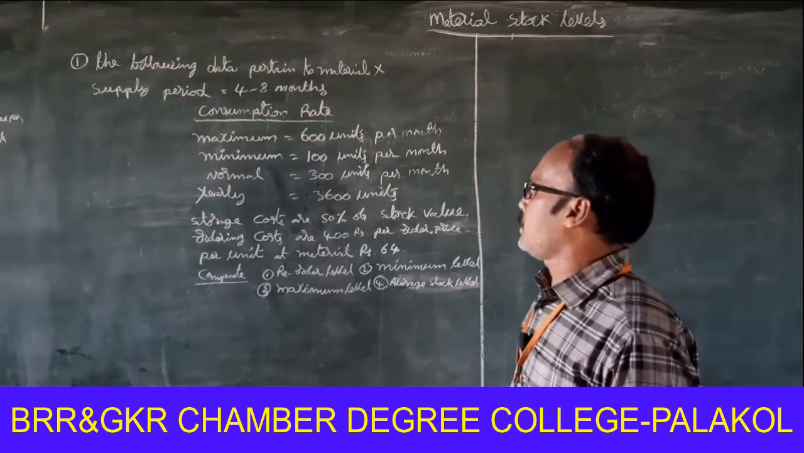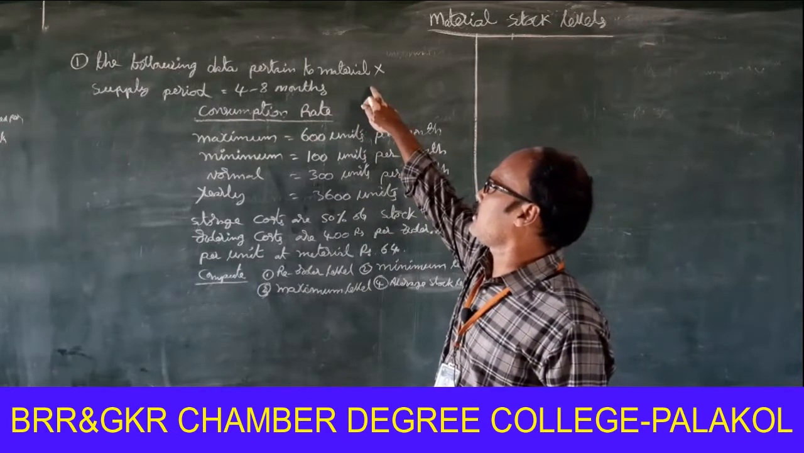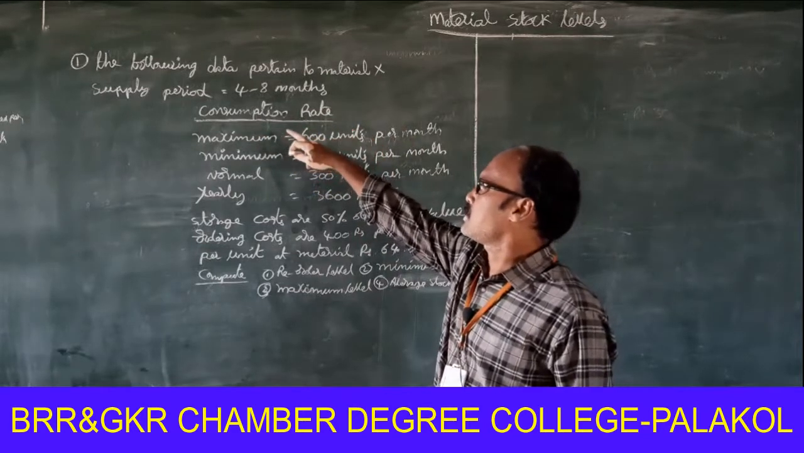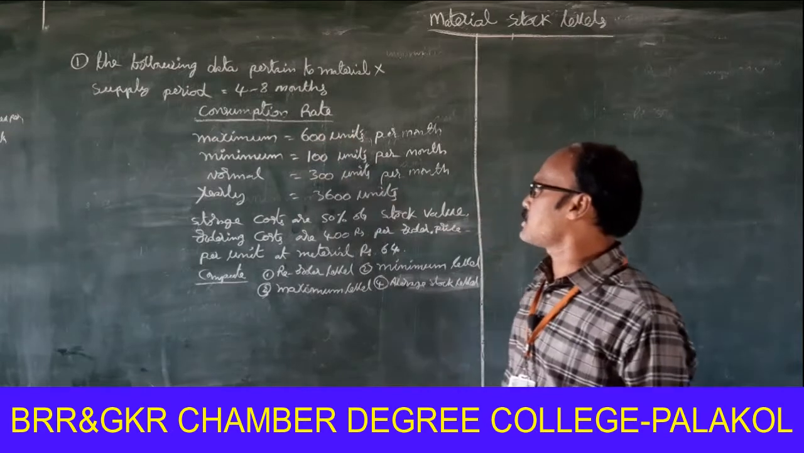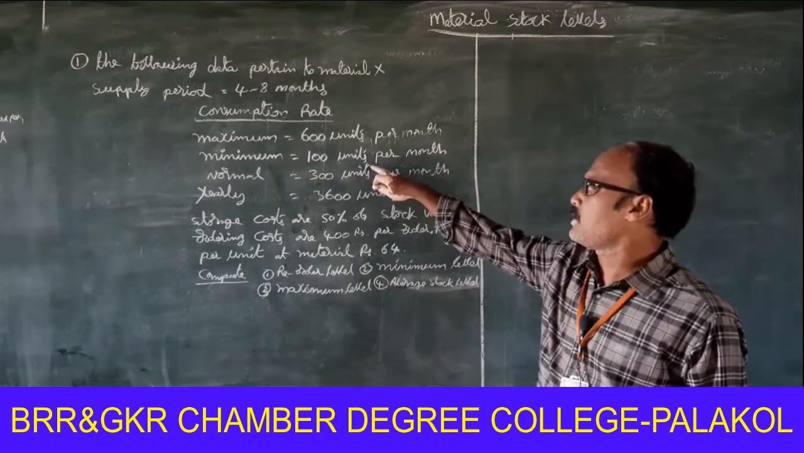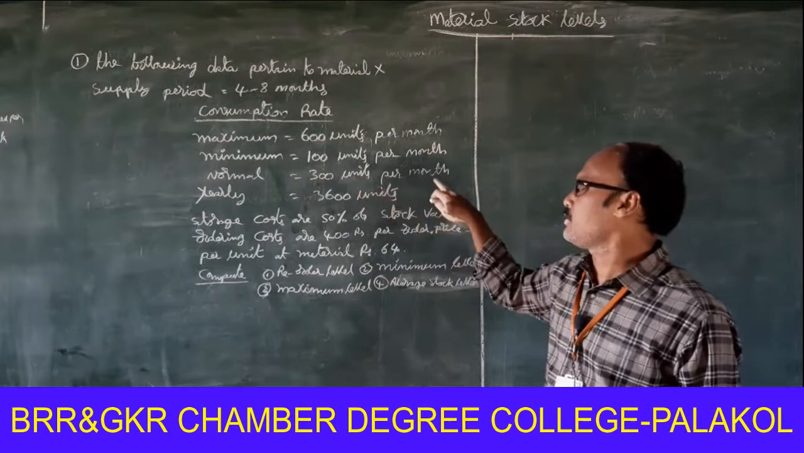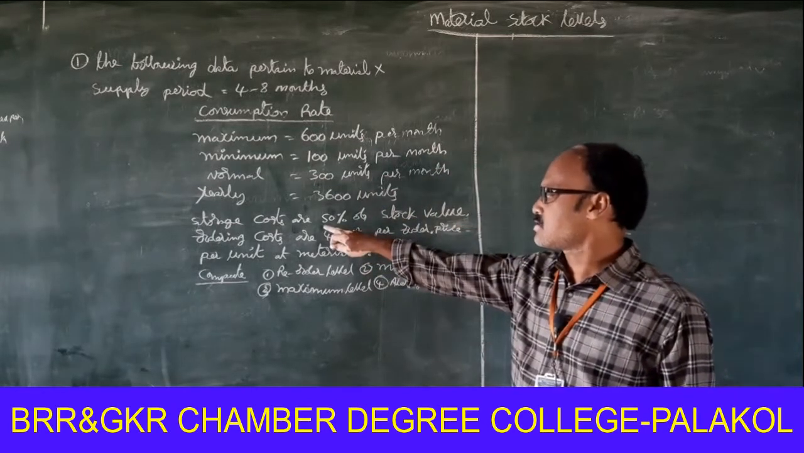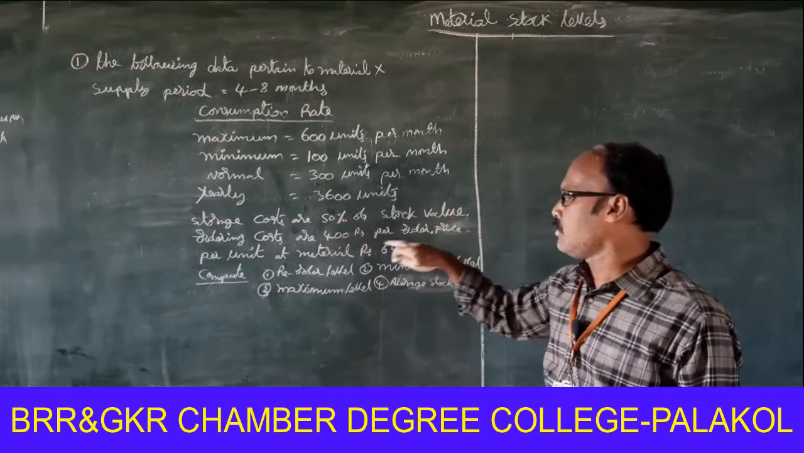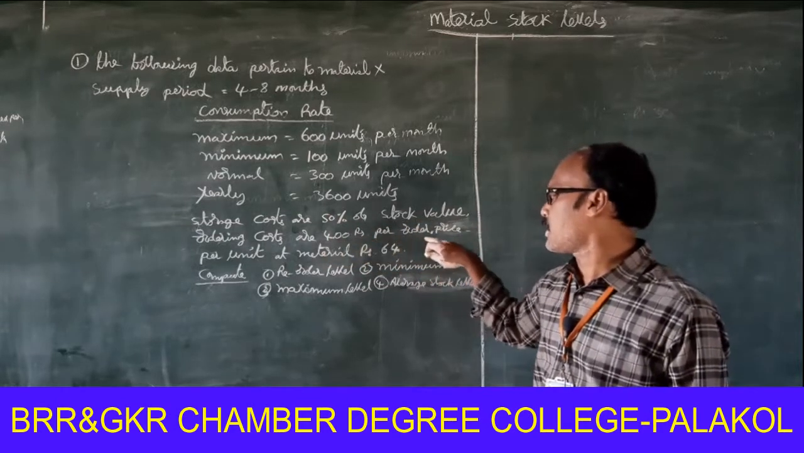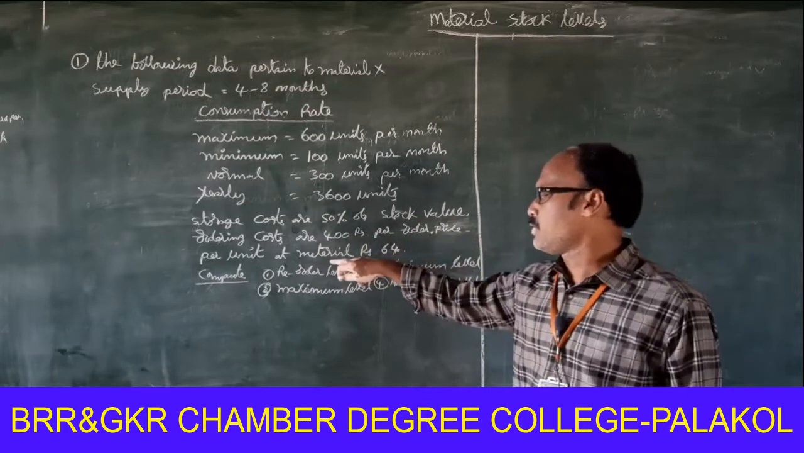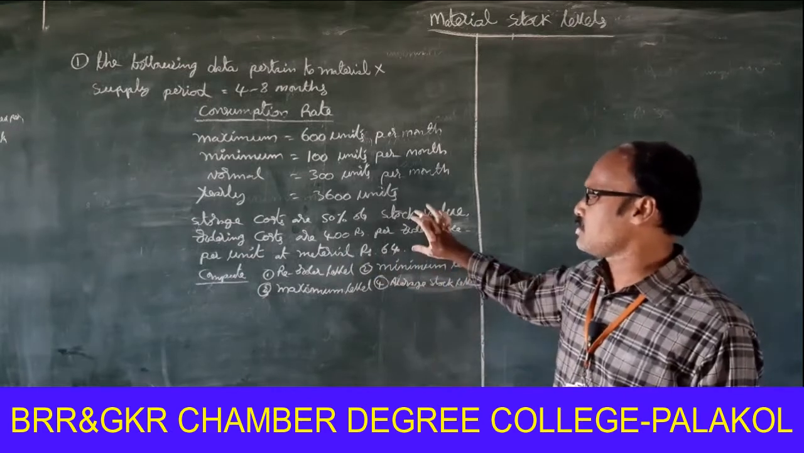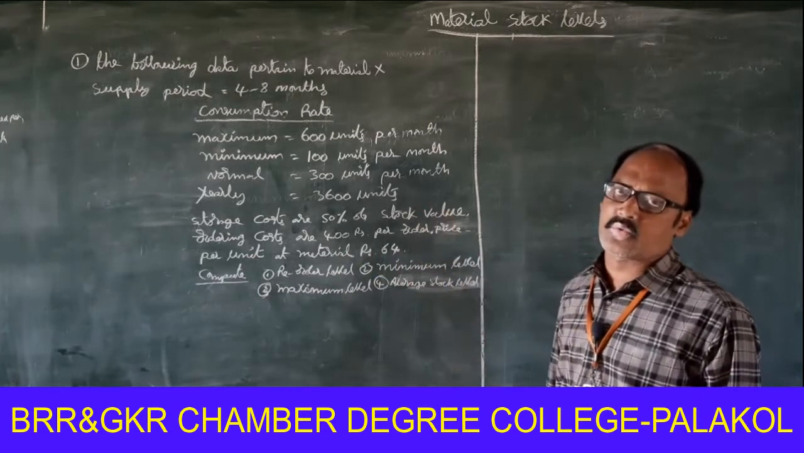Another important problem it is. The following data pertain to material X. Supply period 4 to 8 months. Consumption rate maximum 600 units per month, minimum 100 units per month, normal 300 units per month, yearly 3,600 units. Storage costs are 50% of stock value, ordering costs are 400 rupees per order, price per unit of material rupees 64. This is very useful for calculation of reorder quantity.